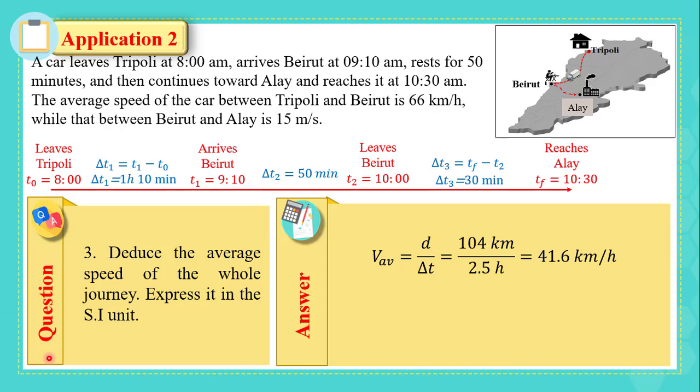Then V average is equal to D divided by delta T, which is equal to 104 km divided by 2.5 hours, which gives us 41.6 km per hour. The SI unit of speed is meter per second, and from kilometers per hour into meters per second, we divide by 3.6, which gives us 11.55 meters per second.